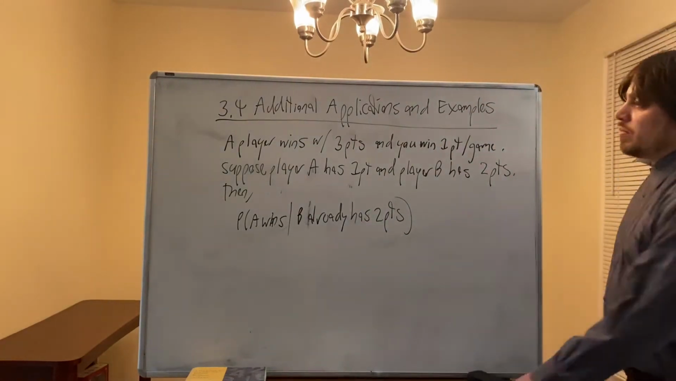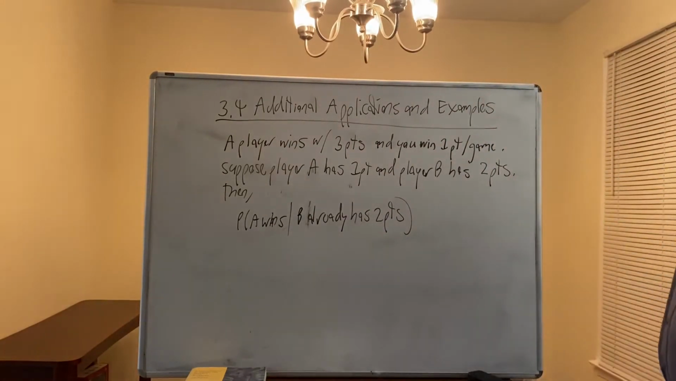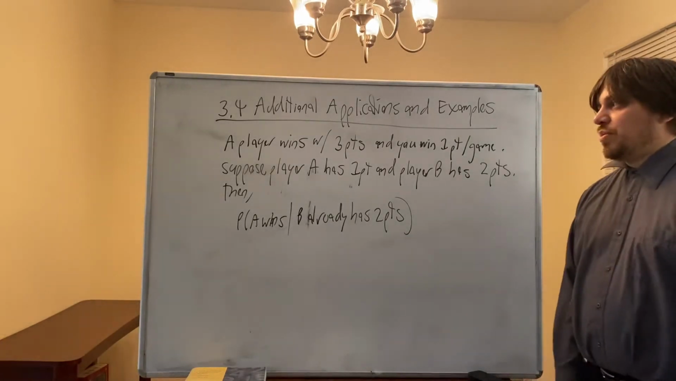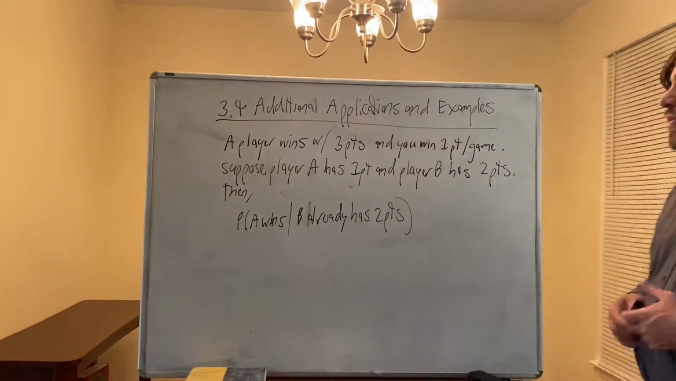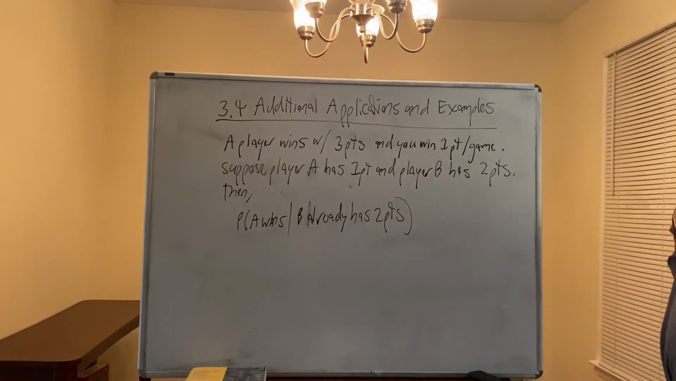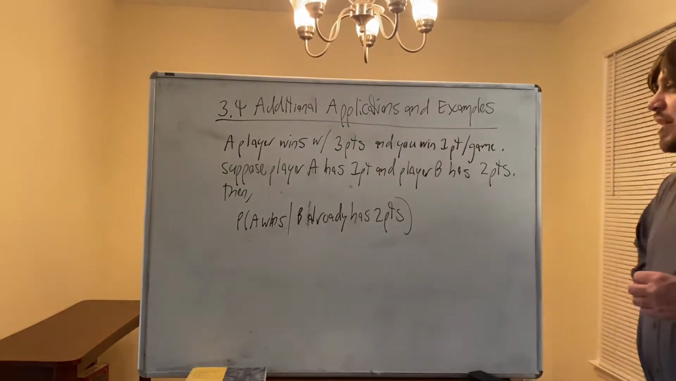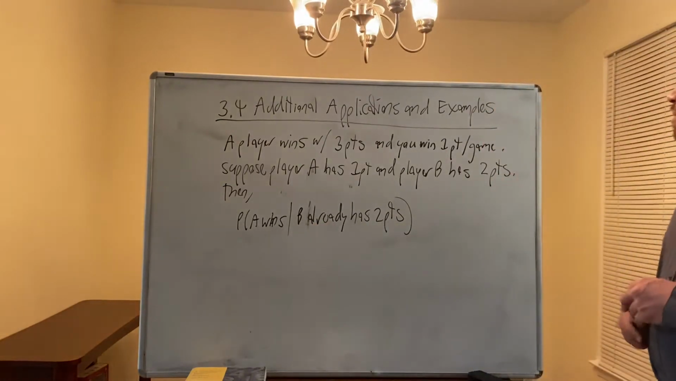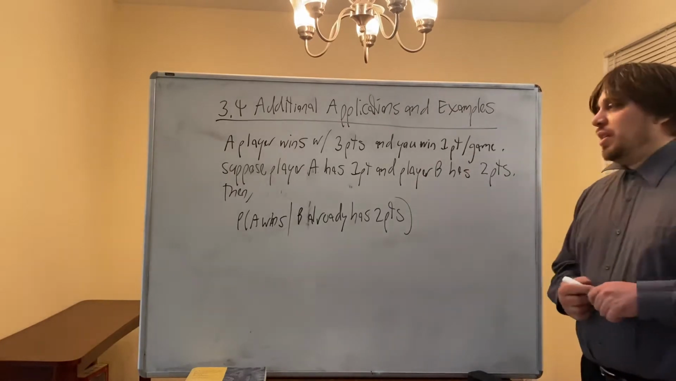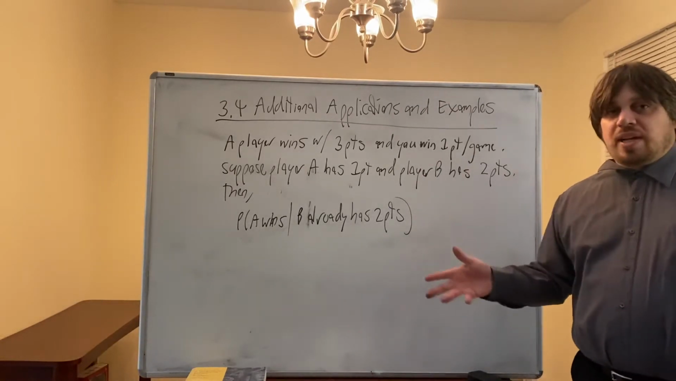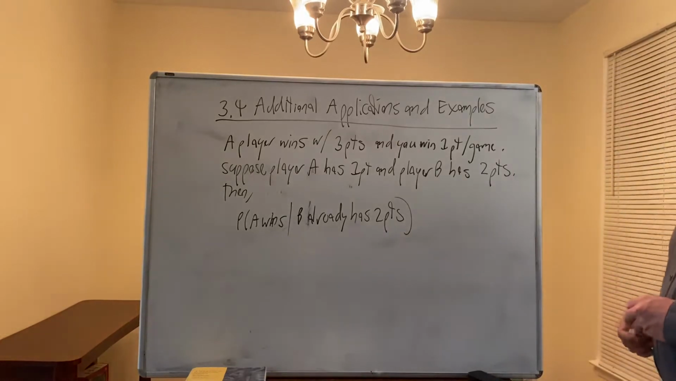Okay, so this is just a fun example. A player wins with 3 points, and you win 1 point per game. So you play one game at a time until someone has 3 points. Suppose player A has 1 point, and player B has 2 points. Then what is the probability that A wins, given that B already has 2 points? Well, A needs 3 points to win, and B already has 2 points. So if B wins just one more game, B will have 3 points and win. So A has to win every time in order to win the whole thing.